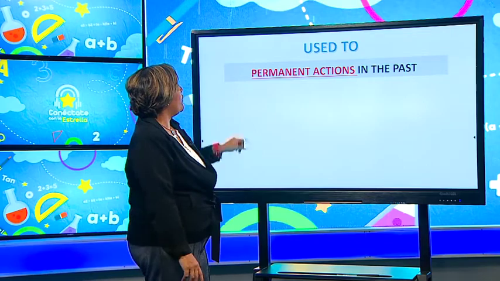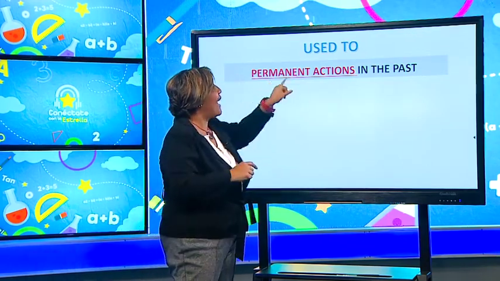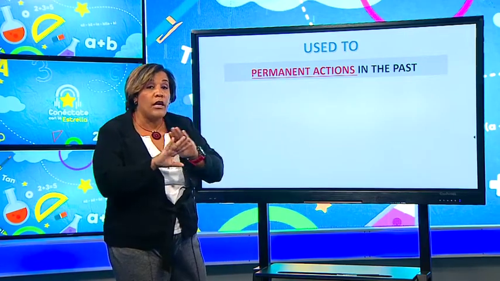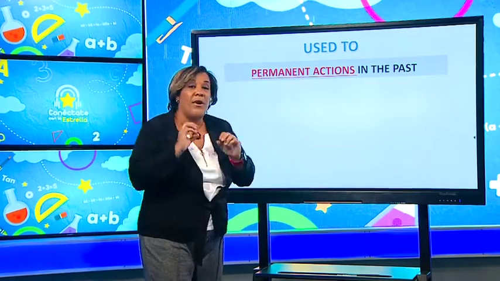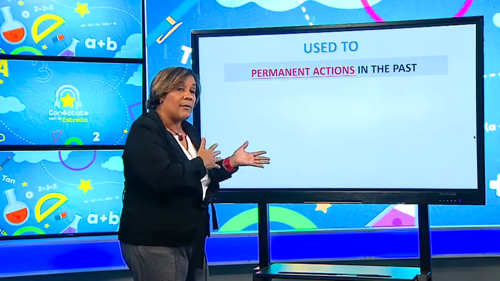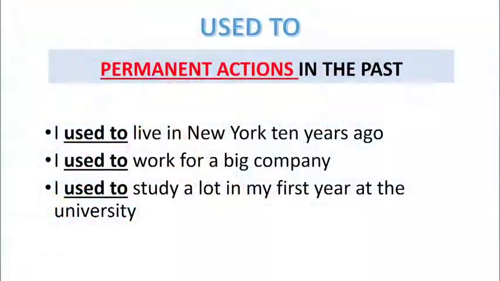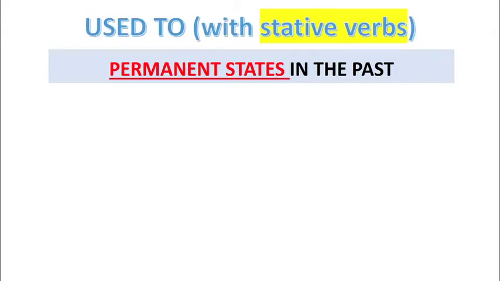Good. So we have another way to use used to for permanent actions in the past. We only use used to for permanent actions in the past. That means we do not use would. Let's take a look at some examples of permanent actions in the past. I used to live in New York 10 years ago. I used to work for a big company. I used to study a lot. So these are actions that are long and kind of permanent. So we usually don't use would for them.